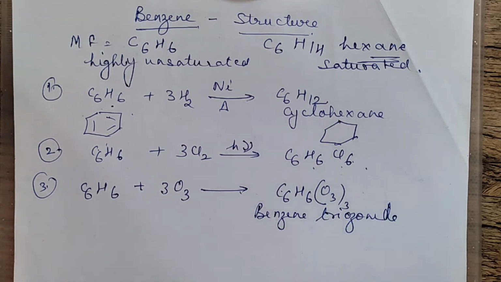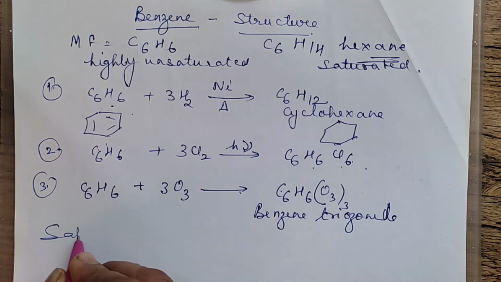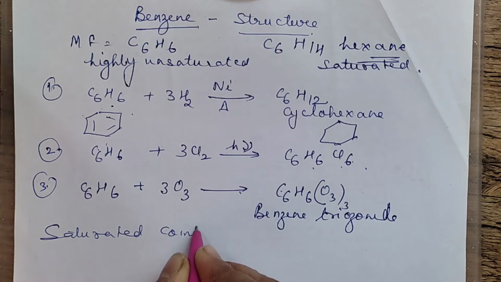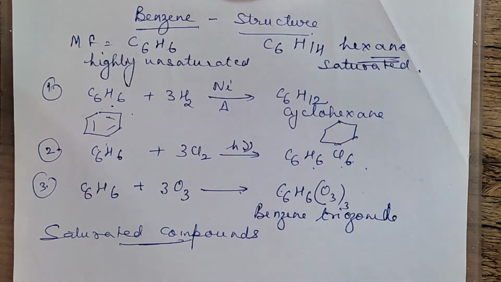So though it is having pi bonds, it is not behaving like unsaturated carbon compounds. It is behaving more like saturated compounds. Now, what reactions prove that it is behaving more like saturated compounds? It undergoes more substitution reactions than addition reactions.